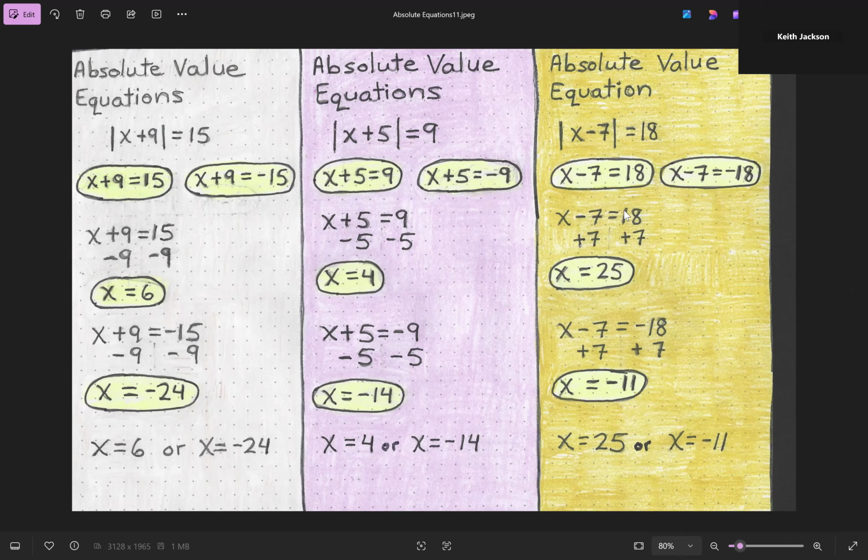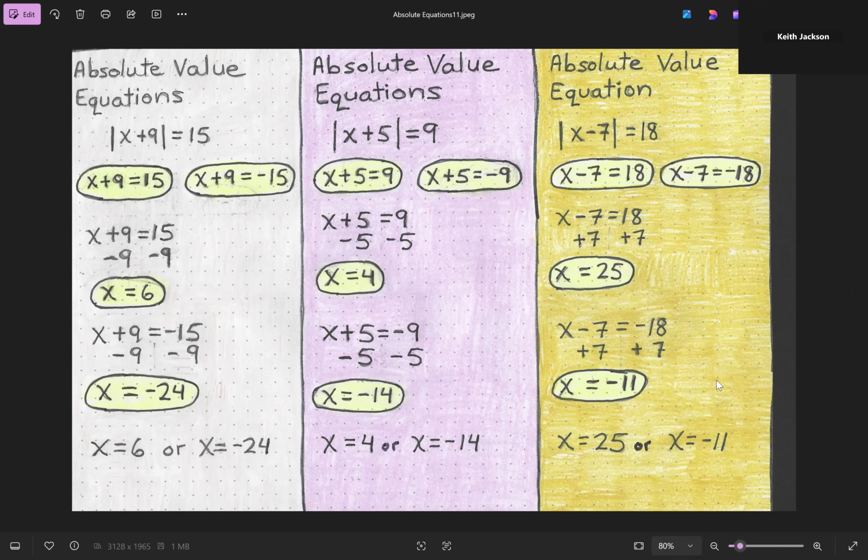And let's move on to the third big example in which we had the absolute value of x minus 7 is equal to 18, keeping in mind the two possibilities of x minus 7 is equal to 18, while x minus 7 is equal to a negative 18. Working the first equation out, we will get x is equal to 25, because if we add 7 to both sides here, we will discover that x is equal to 25 for the first equation.